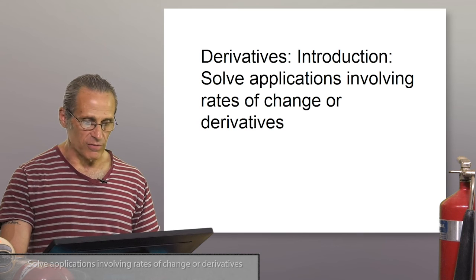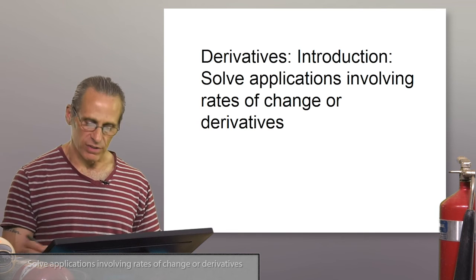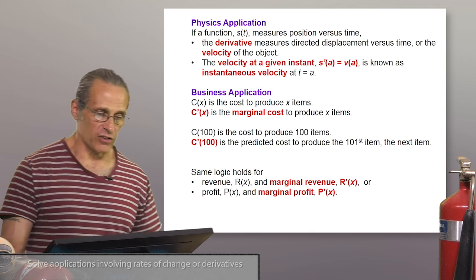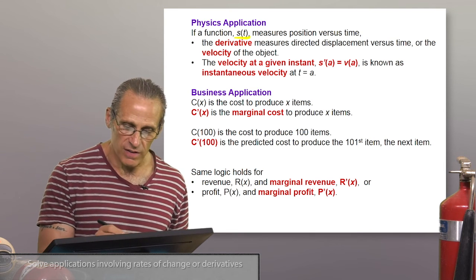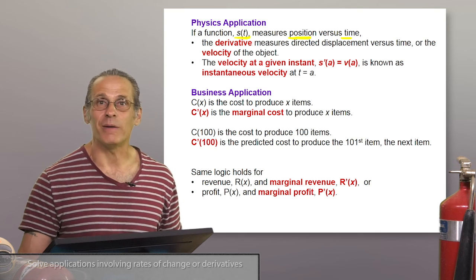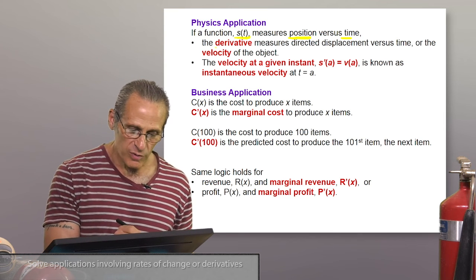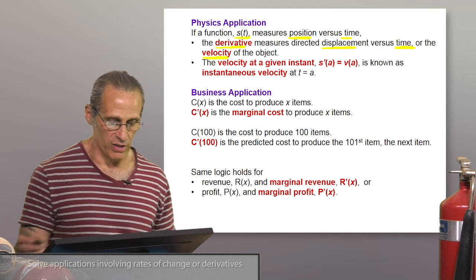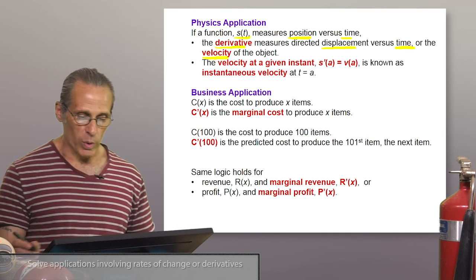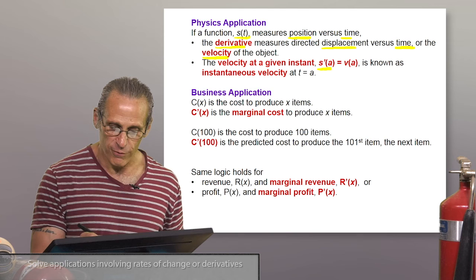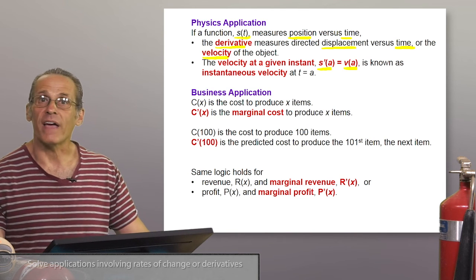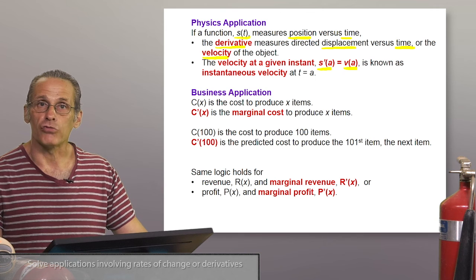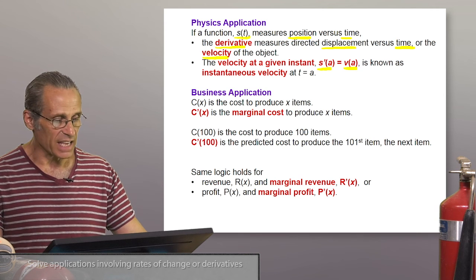Solve applications involving rates of change or derivatives. If I want to look at applications in physics, imagine a function s of t that measures position versus time. So the derivative would measure the displacement versus time, and that's the velocity of an object. And so we would write the velocity of an object as the first derivative of s of t. And so the velocity at a would be the derivative of s at a.